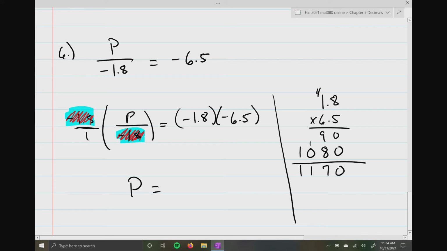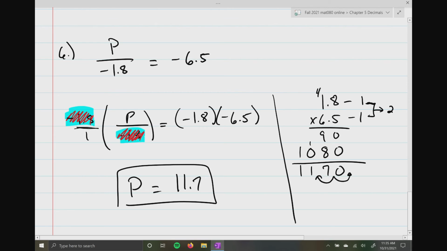Now I got to worry about the decimal. I have one decimal place in 1.8. I have one decimal place in 6.5. So when I bring them together, that gives me a total of 2. So I just move it 2 places to the left. 11.7. Okay? And we'll do one more like this.